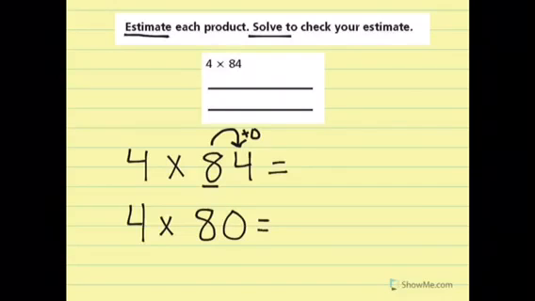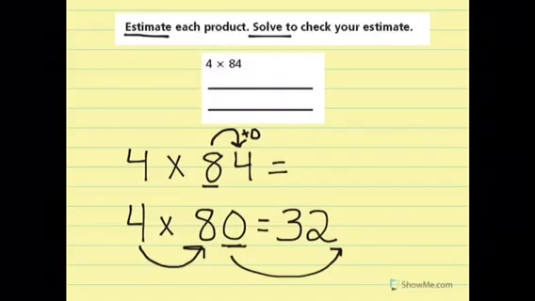Now I have a much easier number to work with. I can use the shortcut that I learned last week. I know 4 times 8 is 32. I have 1 0, so I'm going to add it on to my answer. So my estimate is 320.